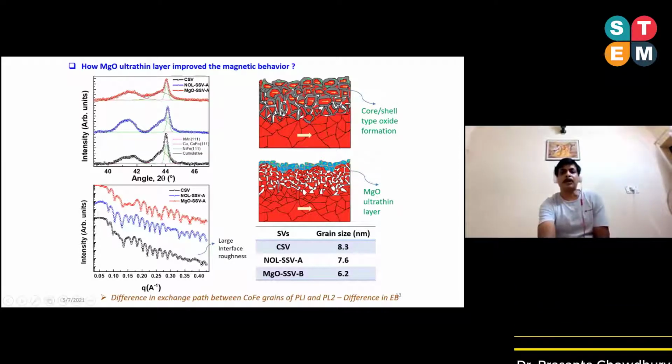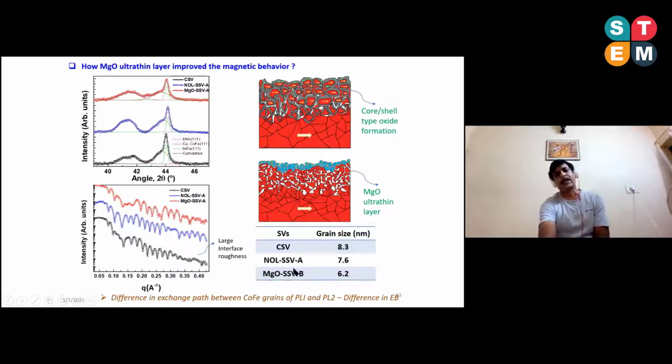And the grain sizes we have got from these are around 6.2, 7.6, and this is 8.3. So no doubt, with an oxidation process, the enhancement of this MR percentage is nothing but due to the change in the grain size as well as the roughness.